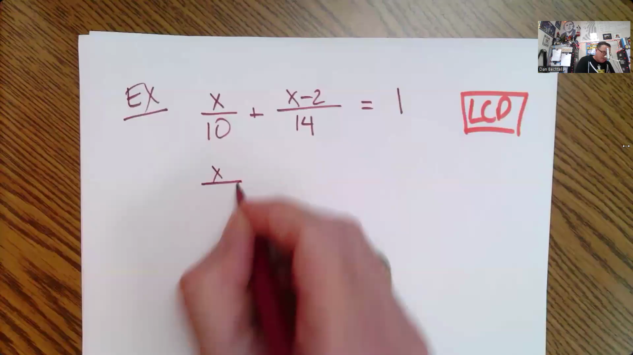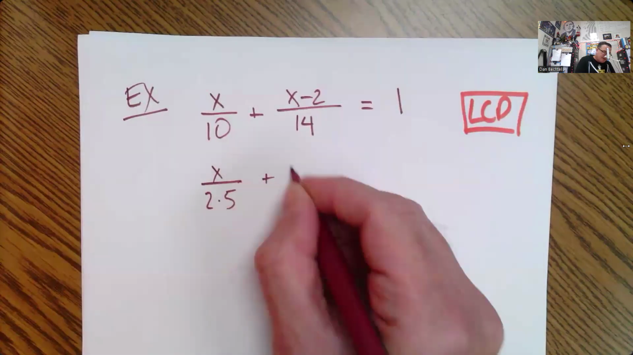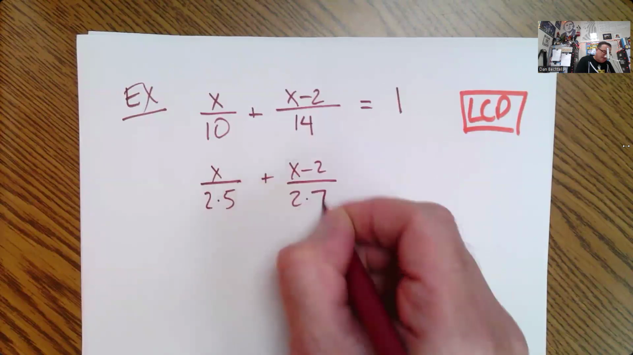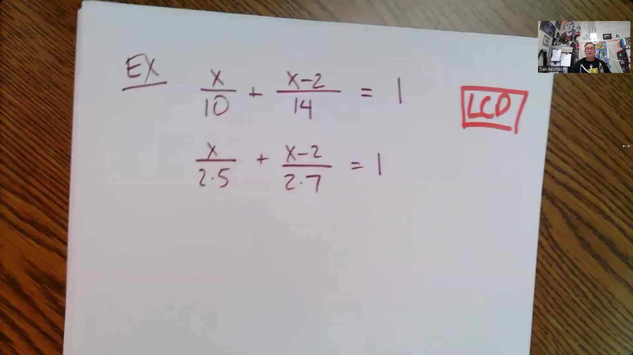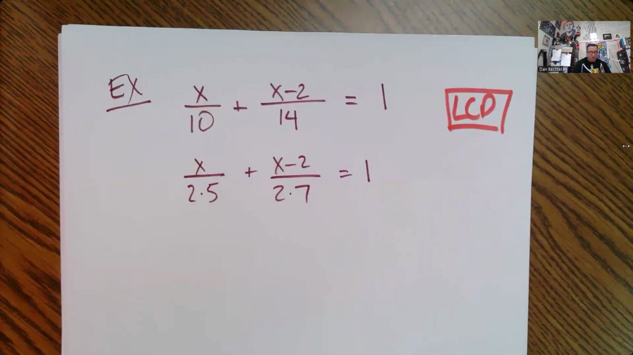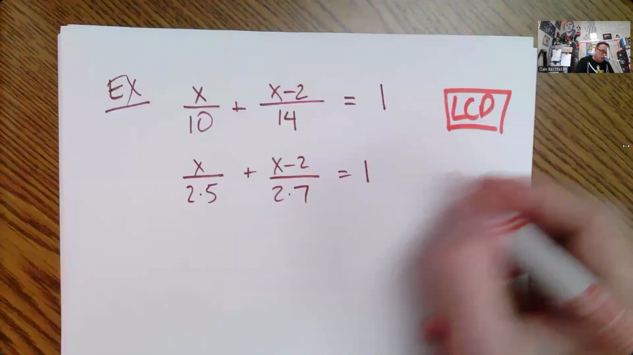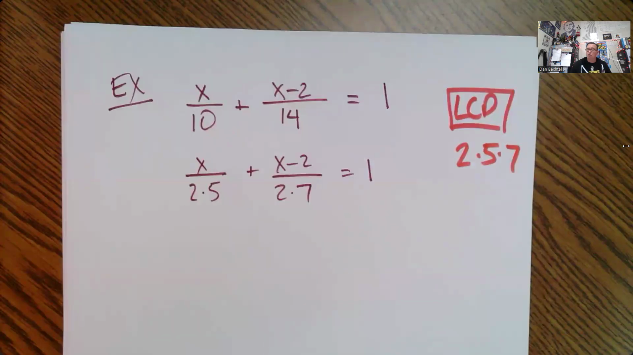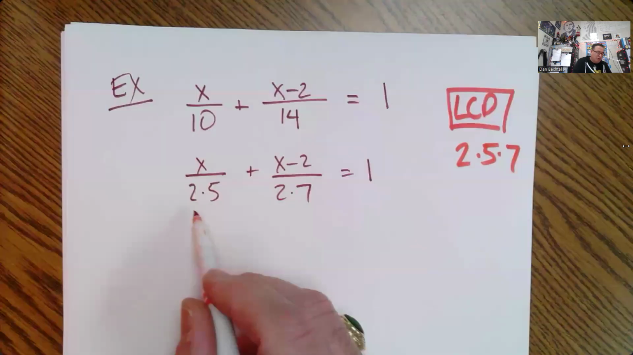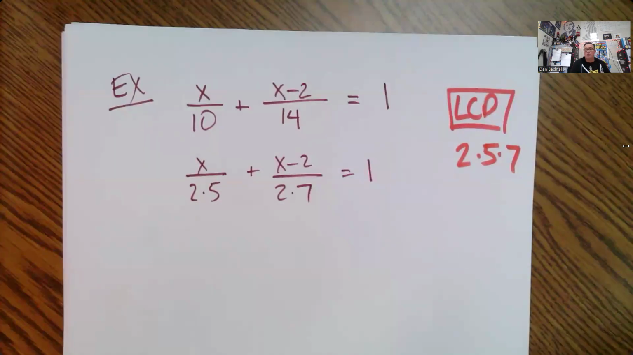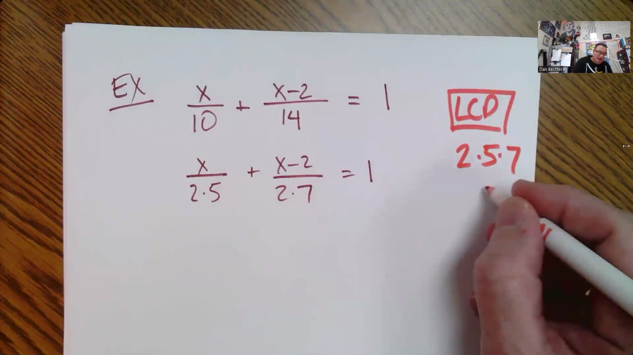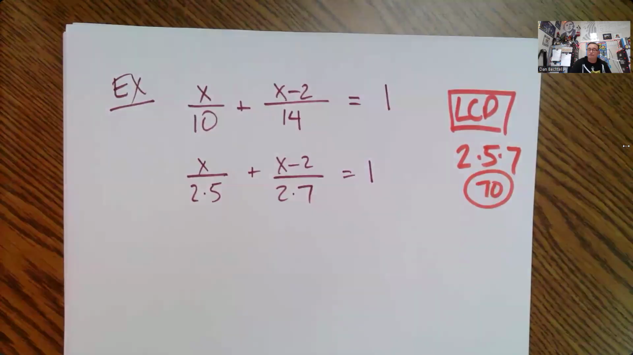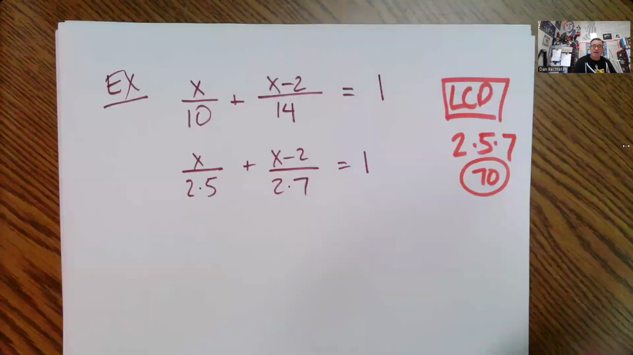So this is x over 2 times 5, and this is x minus 2 over 2 times 7 is equal to 1. Therefore, if I'm looking for the least common denominator, well, I need all of those things. So I need to have a 2, a 5, and a 7 to make that work. Because the 2, the 5, and the 7 will give me the least common denominator, just like we did when we were adding our fractions earlier. So in this case, that means that the least common denominator for this will be 70. Okay, so what I'm going to do is multiply both sides of this equation by that number there.